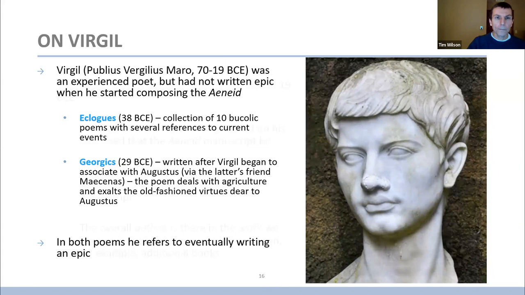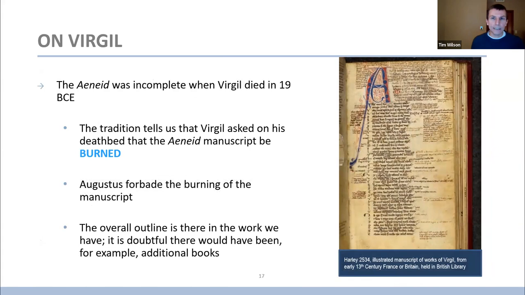Interestingly, the Aeneid was incomplete when Virgil died in 19 BCE. And tradition tells us that Virgil asked on his deathbed that his manuscript for the Aeneid be burned. When I think about the chance circumstances, it's one of these great fortuitous events that it did survive. For all intents and purposes, this could have been destroyed, like so many ancient manuscripts we don't have. This could have been another one of them.